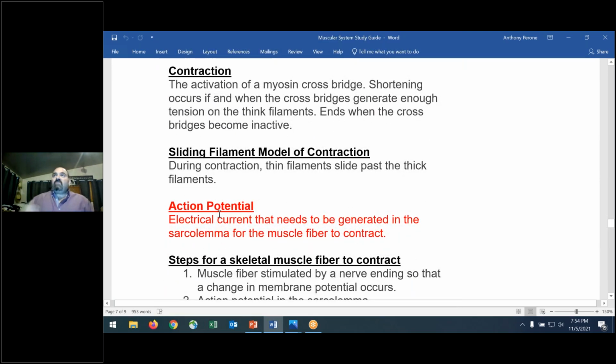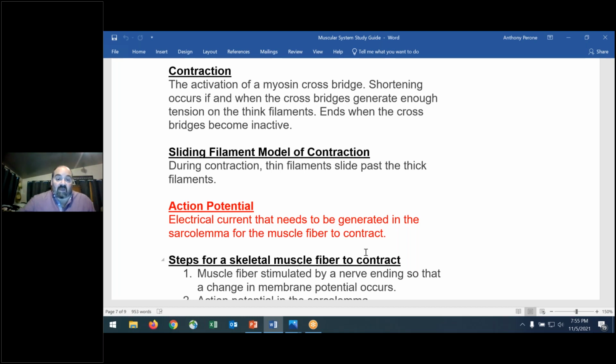So all of this that I'm talking about as far as skeletal muscle contraction is concerned is the sliding filament model of contraction, meaning that what slides? The actin myofilament slides upon the thick myofilament myosin. Okay. All right. The term action potential is the electrical current that needs to be generated in the sarcolemma, in the plasma membrane of a muscle fiber, for that muscle fiber to contract. Okay, so really important.